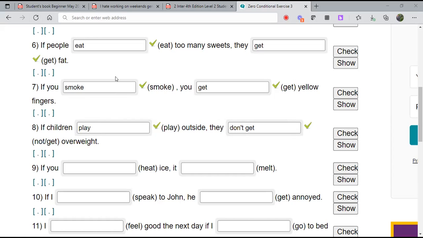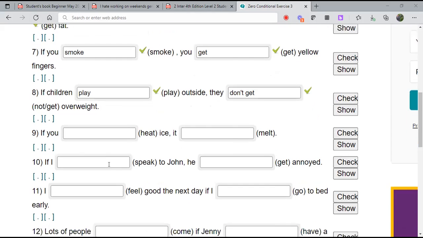I have the next one for you, and it's number nine. This one is going to help me, Miss Sonia Lasso, if you're able to hear us, please. Number nine.